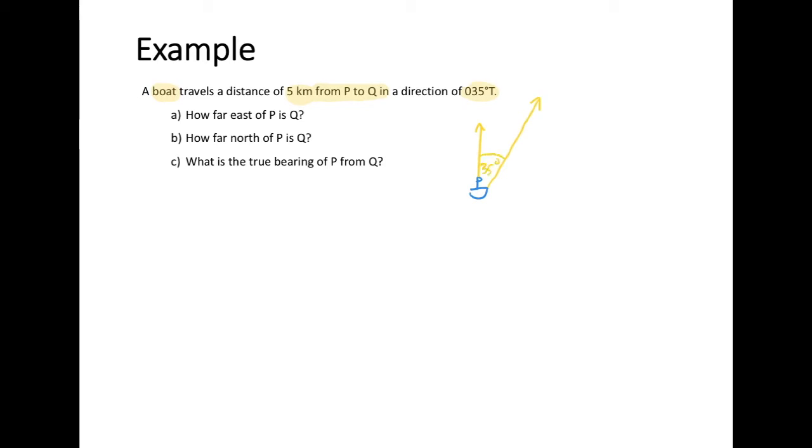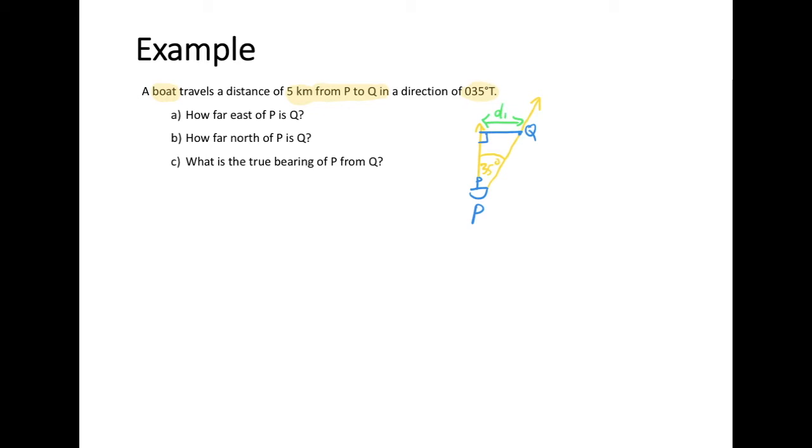So that boat has traveled from point P to point Q. So we can use that now to form a triangle that is going to help us with our calculations. So now I've formed a right angle triangle. I can go ahead and have a look at answering A and B. So for part A, we want to work out how far east P is from Q, and that is going to be between P and Q, how far east up here.